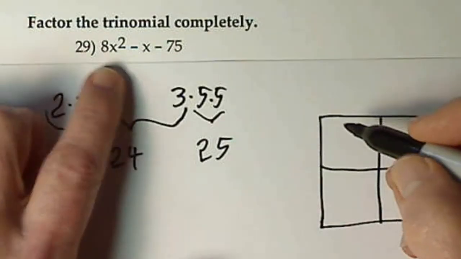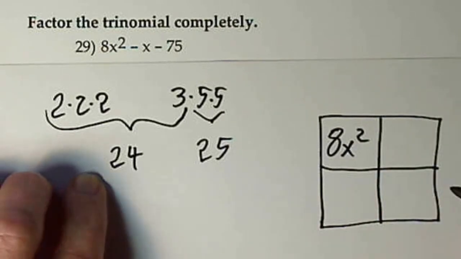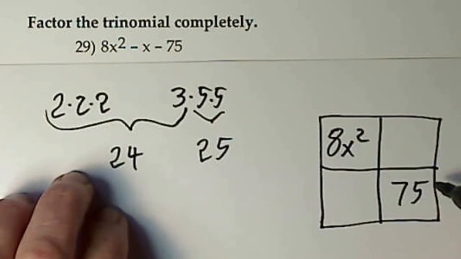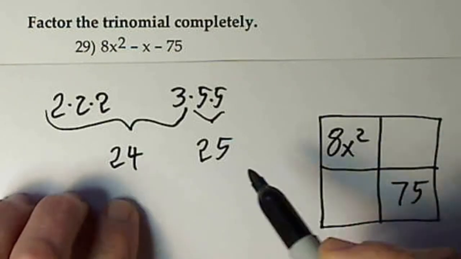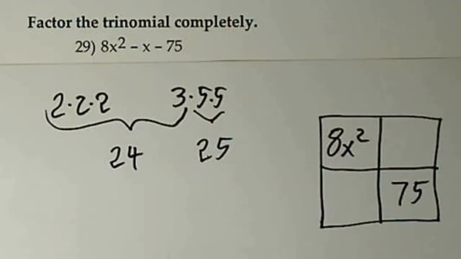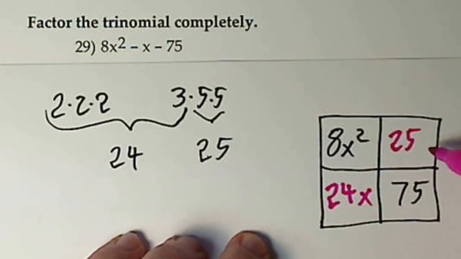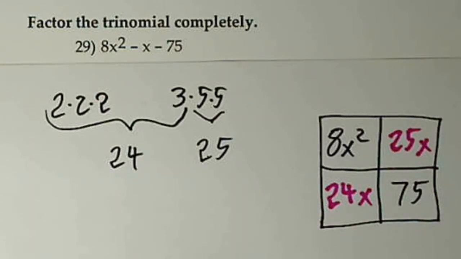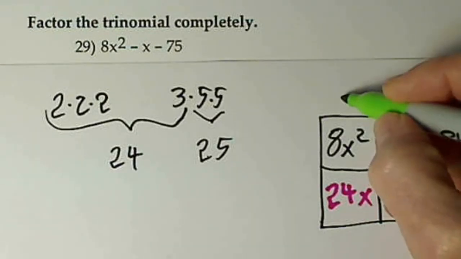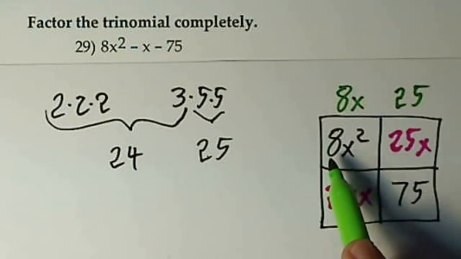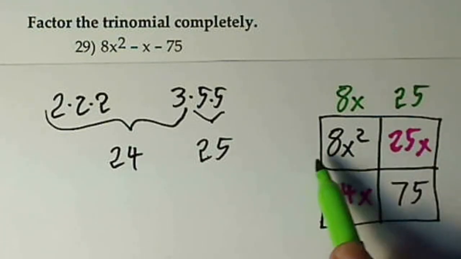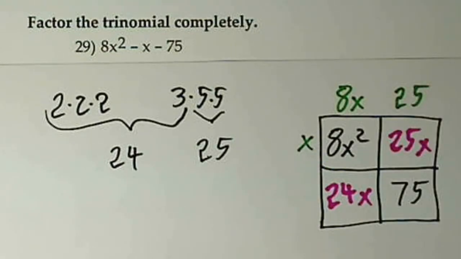Okay, the first term goes in the first box, 8x squared. The last term goes in the last box. I don't really care about the sign down here. And these 2 terms go in these 2 boxes. So we've got a 24, and you have to remember to put an x in there, a 25, and you have to remember to put an x. And now you just factor out the GCF. Going straight up, we can get a 25 out. Going straight up, we can get an 8x. Going across, for the 8 and the 25, a 1 is the only common factor, but we can get an x out of each box.